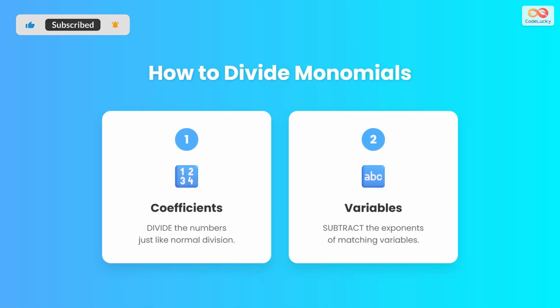We can break this process down into two simple steps. Step 1 is to handle the coefficients, or the numbers. Step 2 is to handle the variables by subtracting their exponents.